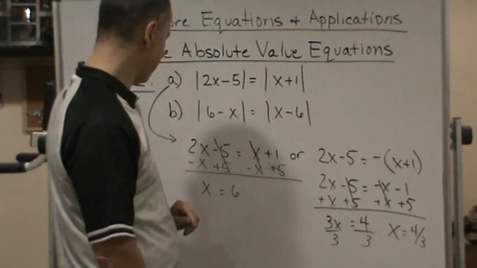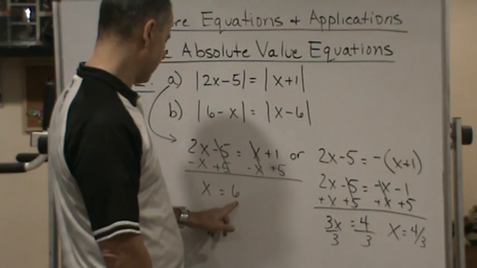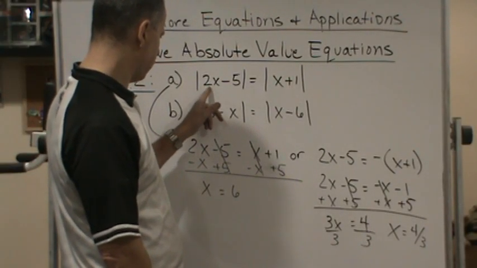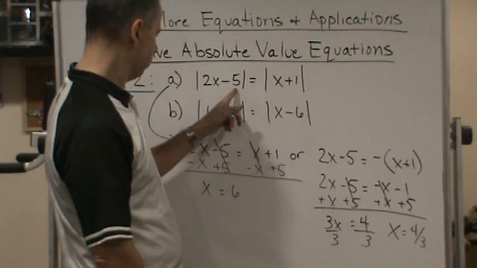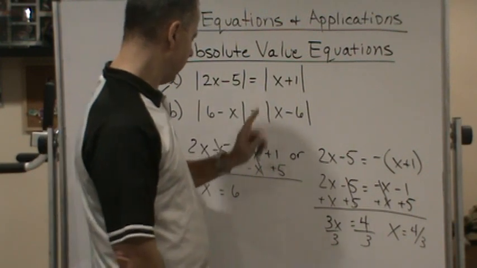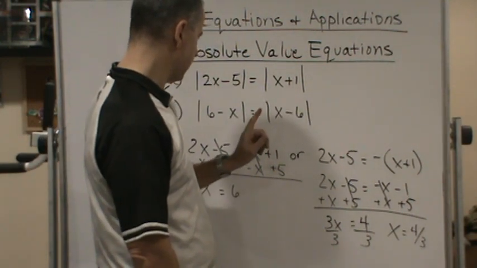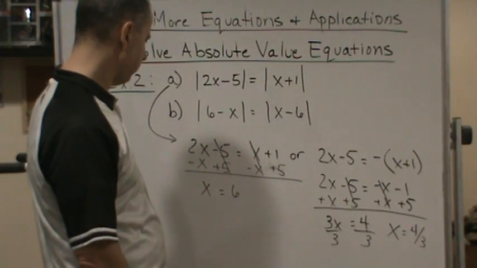Okay? All you have to do is go back and plug 6 and 4/3 back into the original equation and make sure you get a true statement. For example, for 6, you plug in 6, you get 12 minus 5 is 7, so absolute value 7 is 7. And here, you get 6 plus 1 is 7, absolute value 7. So you get 7 equals 7.